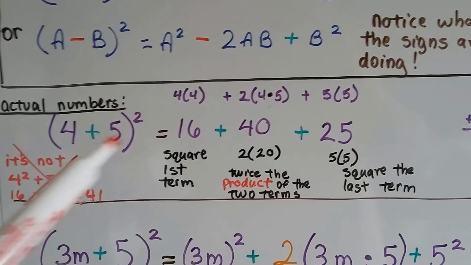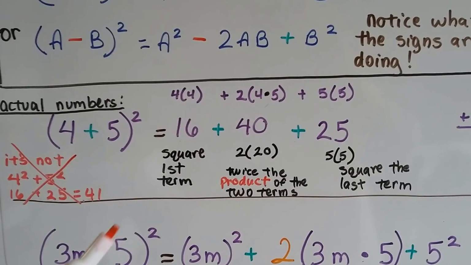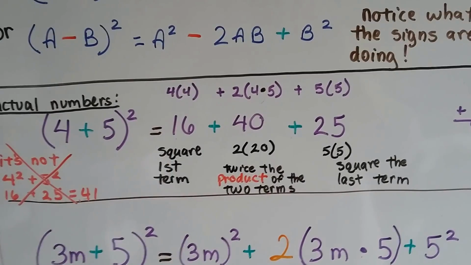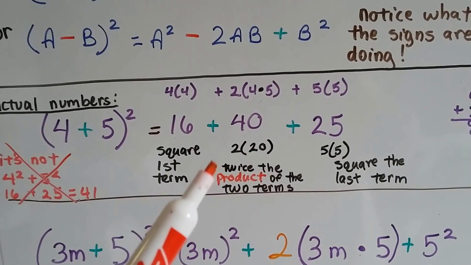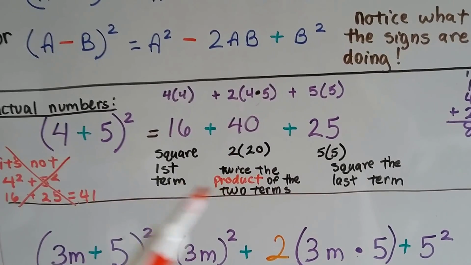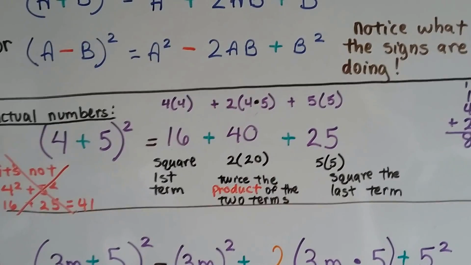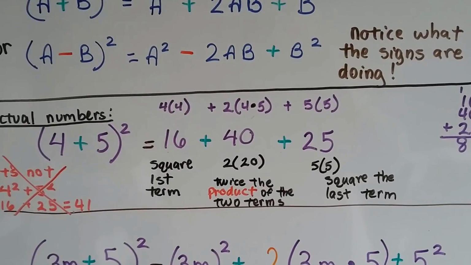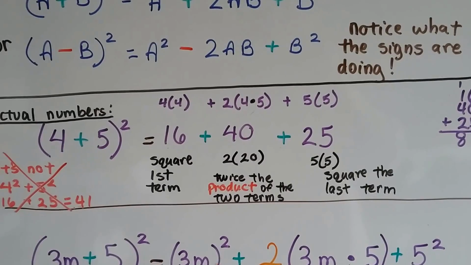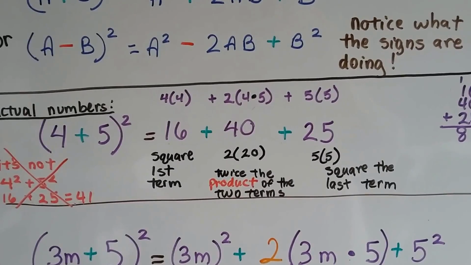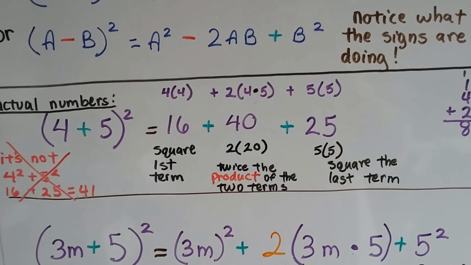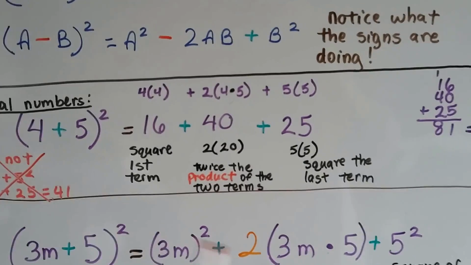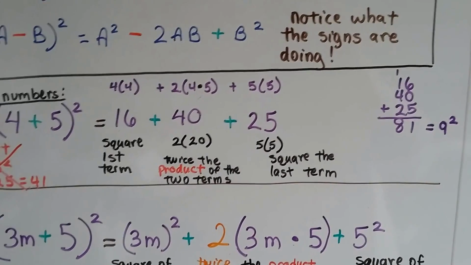All right, so let's do it this way. We've got 4 plus 5 inside parentheses as the base, and it's squared. So the first thing we're going to do is square the first term. So 4 squared is 4 times 4. That's 16. Then we're going to do twice the product of the two terms. We're going to multiply them together. See? This is a times b, not a plus b. And this is a times b, not a minus b. So we need to multiply these two guys together and do 2 times that. Well, 4 times 5 is 20, times 2 is 40. There's our missing 40. Then we square the last term. And that's 5 times 5, that's 25. When you add 16 plus 40 plus 25, we do get 81.